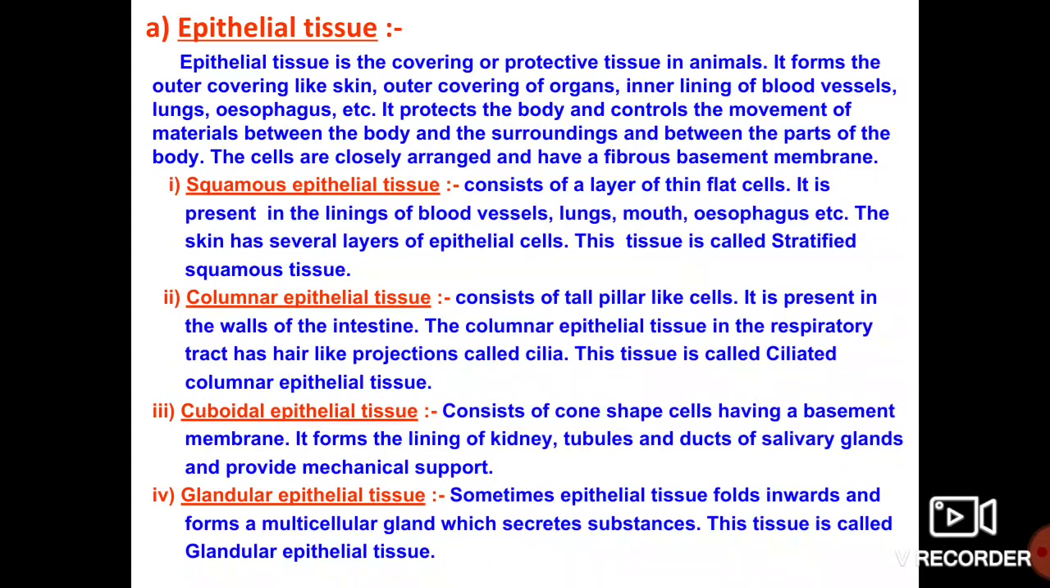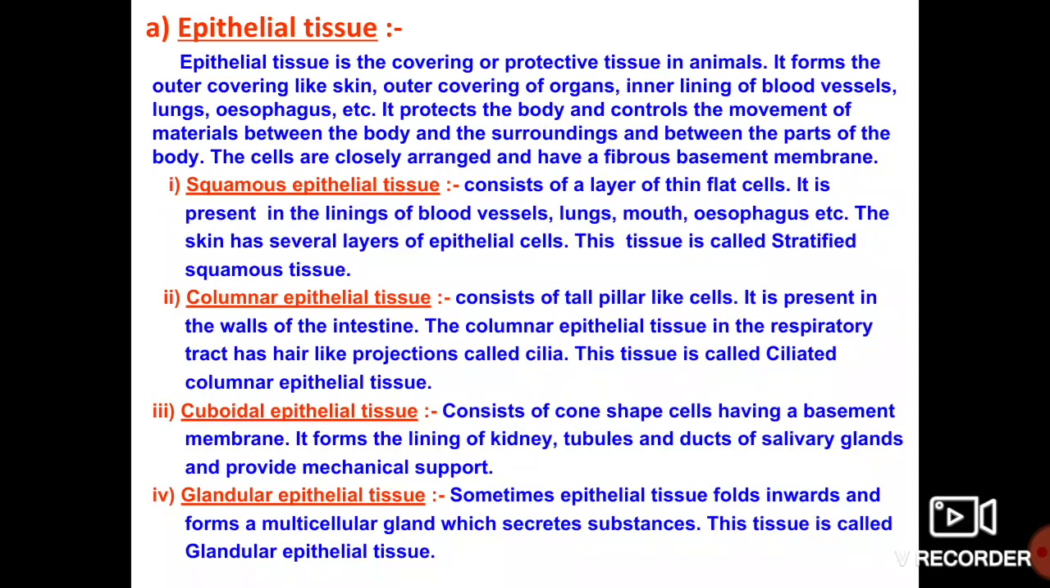In the respiratory tract there are finger-like projections, which we call ciliated columnar epithelial tissue. These finger-like projections present in the respiratory tract are made up of columnar epithelial tissue. And the third one is cuboidal epithelial tissue.